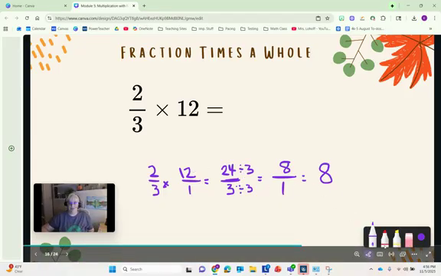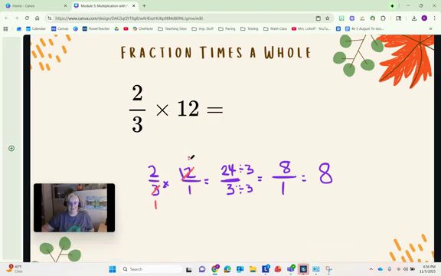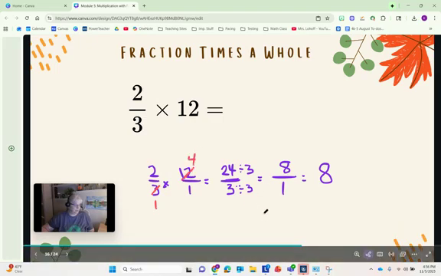So if you're able to look at this problem and say, oh, 12 and 3 have a common factor of 3, I'm going to divide that out. 3 divided by 3 is 1. 12 divided by 3 is 4. It just saves you something in the end.